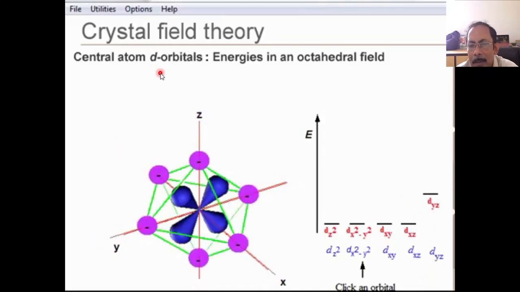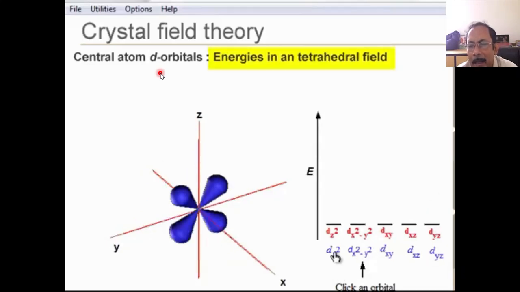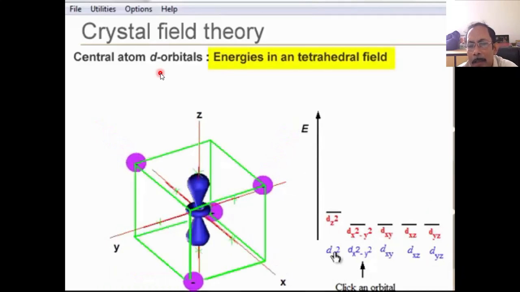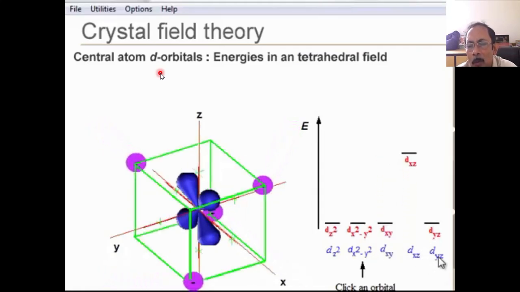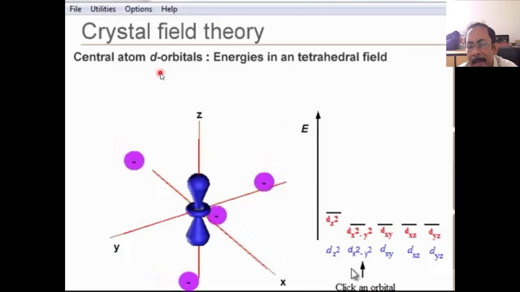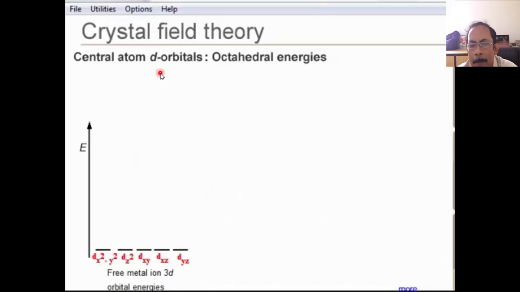In a tetrahedral crystal field, 4 ligands approach along two opposite corners of a cube, forming a tetrahedral crystal field. In this case, dxy, dyz, and dxz orbitals are raised in energy more, whereas dx squared minus y squared and dz squared orbitals will be lowered in energy. Accordingly we get T2G and EG in two different sets.